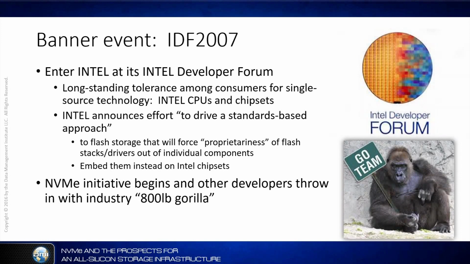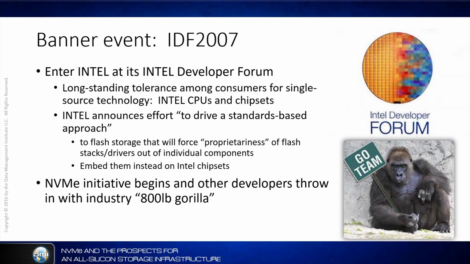Now, there was an intolerance among companies to go to brand X flash vendor and dedicate themselves to that vendor's approach for proprietary engineering around flash. However, there was one company, probably more than one, but in this case one company that consumers had for a long time trusted to provide single source technology, and that was Intel. Their CPUs and their chipsets were integral to just about every server and computer since they were introduced with the 8086 chip architecture back in the late 70s, early 80s.